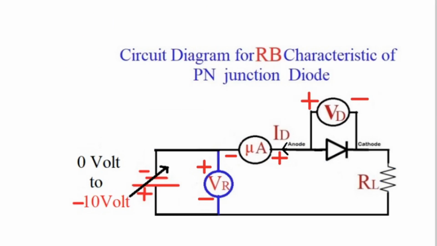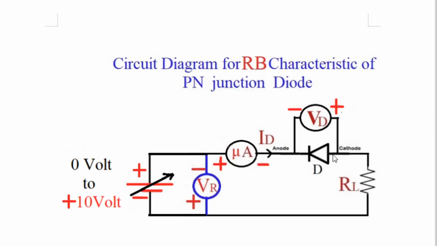The anode of the diode is connected to the negative of the battery, and the cathode of the diode is connected to the positive of the battery. This battery we have now replaced with a variable battery, which changes from 0 volt to 10 volt. The positive of the battery is connected to the cathode of the diode through the current meter. The internal resistance of the current meter is very small, therefore you can consider that this terminal is connected directly to the cathode.